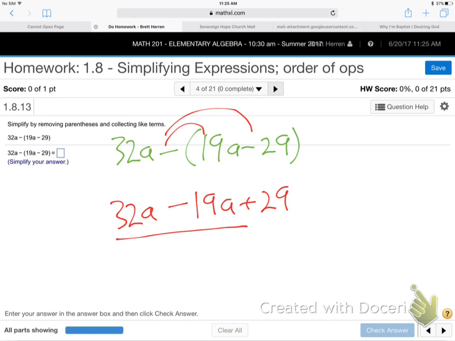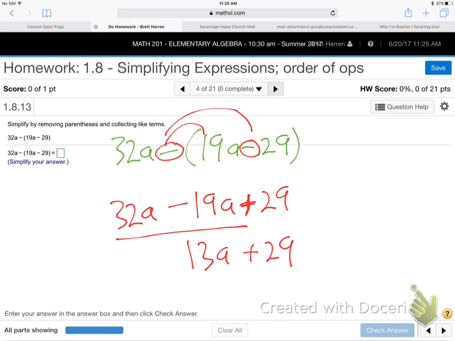32a minus 19a. What is that? I think it's 13a. And then the plus 29, and that's it right there. Questions I can answer? Is it minus 29 or plus? Oh, it's plus. Good question. It's because that minus hits that other minus, making this plus here. Does that make sense? Everybody see what happened there?